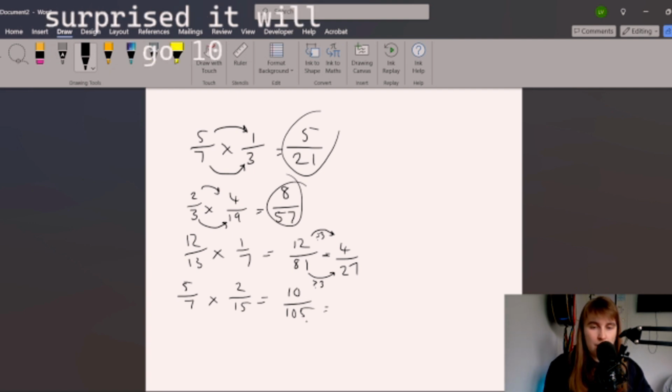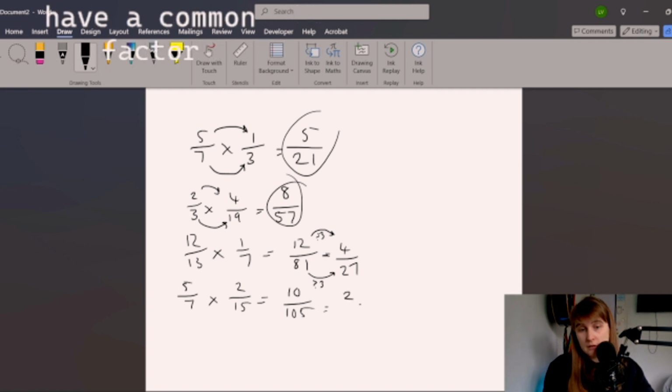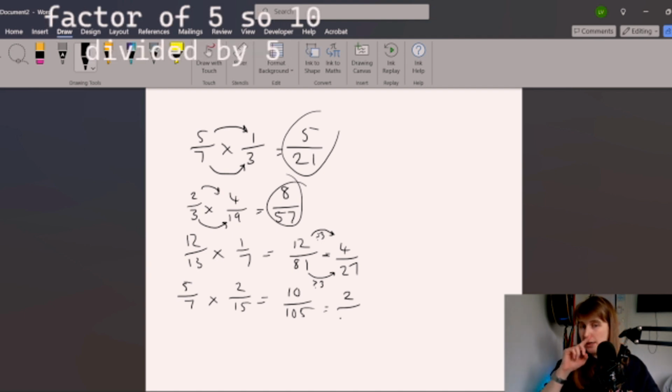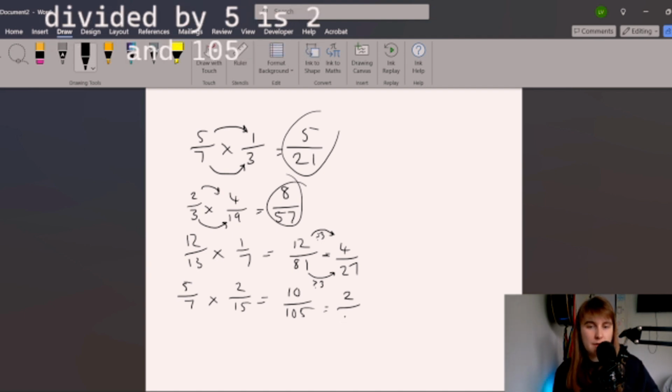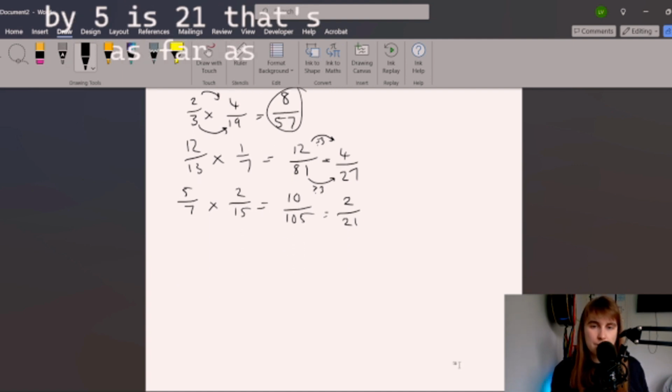10 and 105 have a common factor of 5. So 10 divided by 5 is 2. And 105 divided by 5 is 21. And that's as far as that will go.